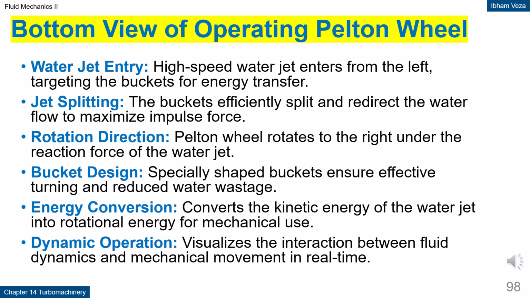Bottom view of operating Pelton wheel. This bottom view shows how the water jet strikes the buckets and is split by the splitter ridge. The direction of wheel rotation is determined by the reaction force from the deflected water flow. The bucket shape ensures that the water leaves with a relatively low velocity, so that energy loss is minimized. This visualization emphasizes the importance of bucket geometry in determining turbine efficiency. The interaction between the flow and the rotating mechanism can be directly observed from this perspective.